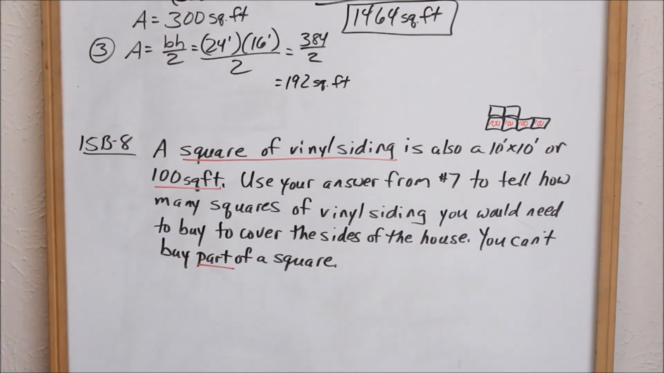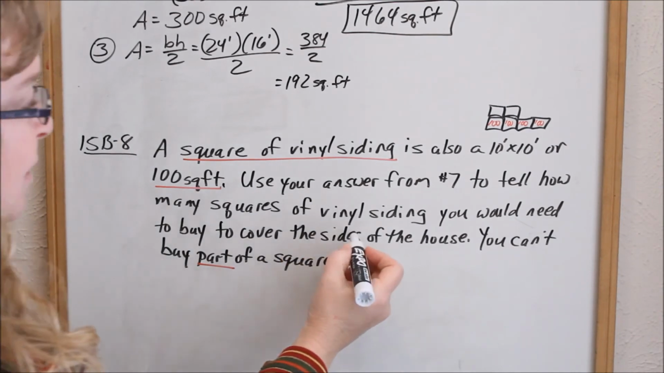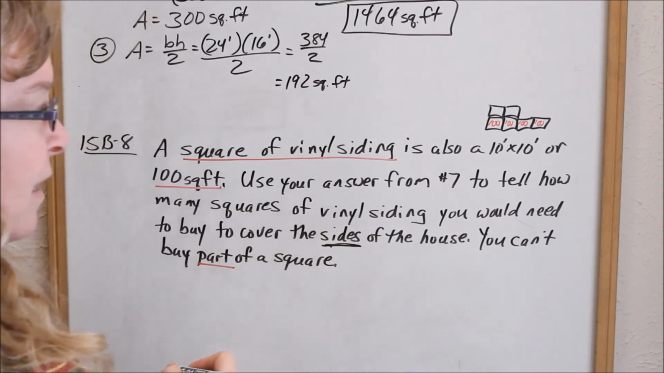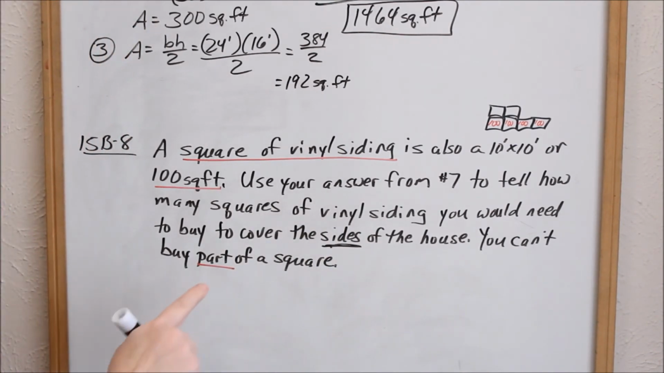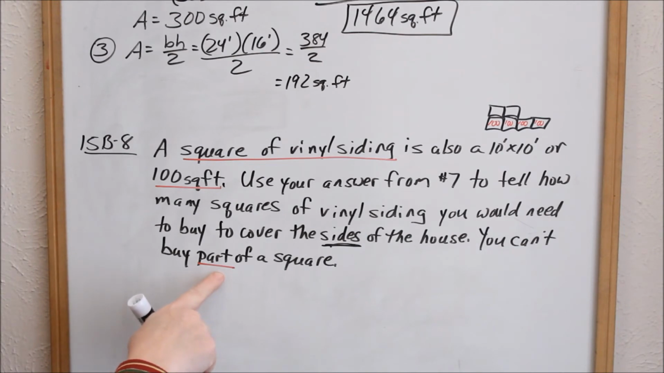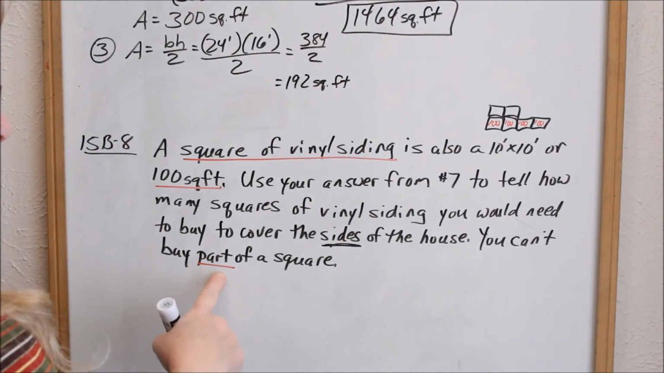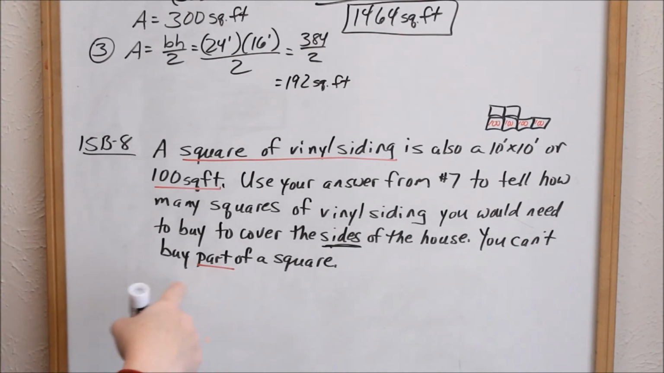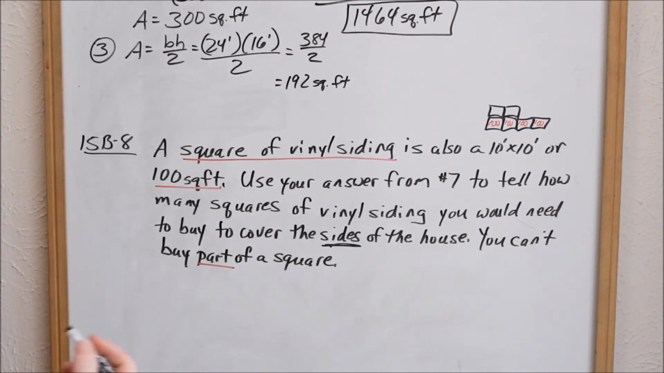And so it says use your answer from number 7 to tell how many squares of vinyl siding you would need to buy to cover the sides, not the roof, the sides of the house. You can't buy part of a square. You don't go into Home Depot and say, I want 4.5 squares. No. You've got to buy more than what you need, and some of it's wasted and left over.